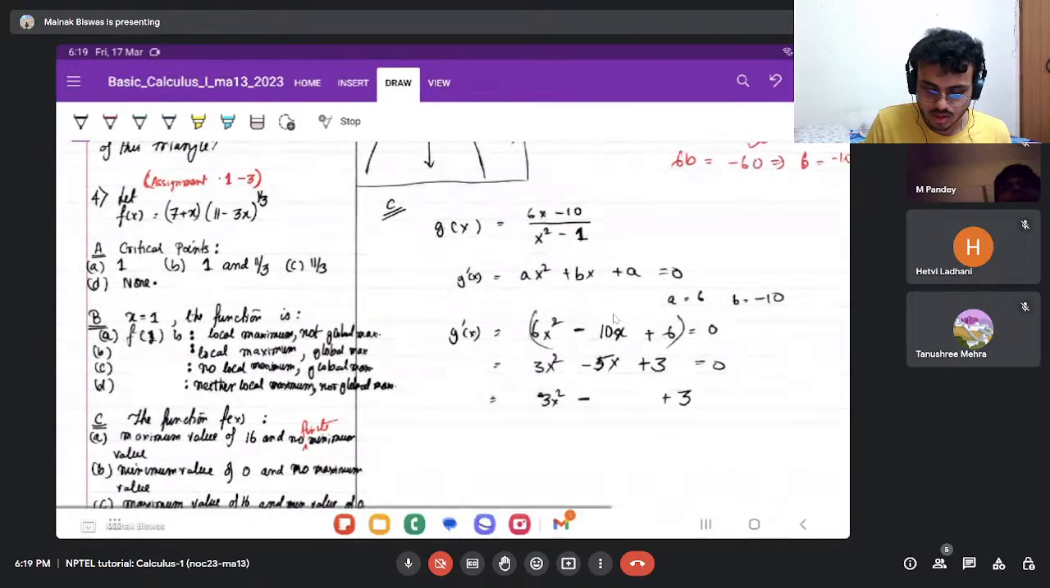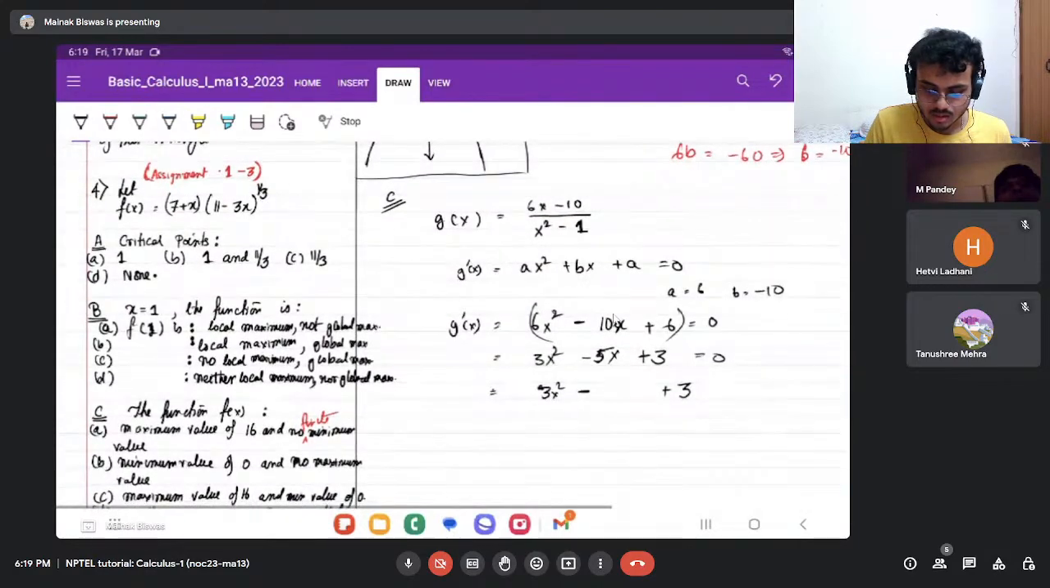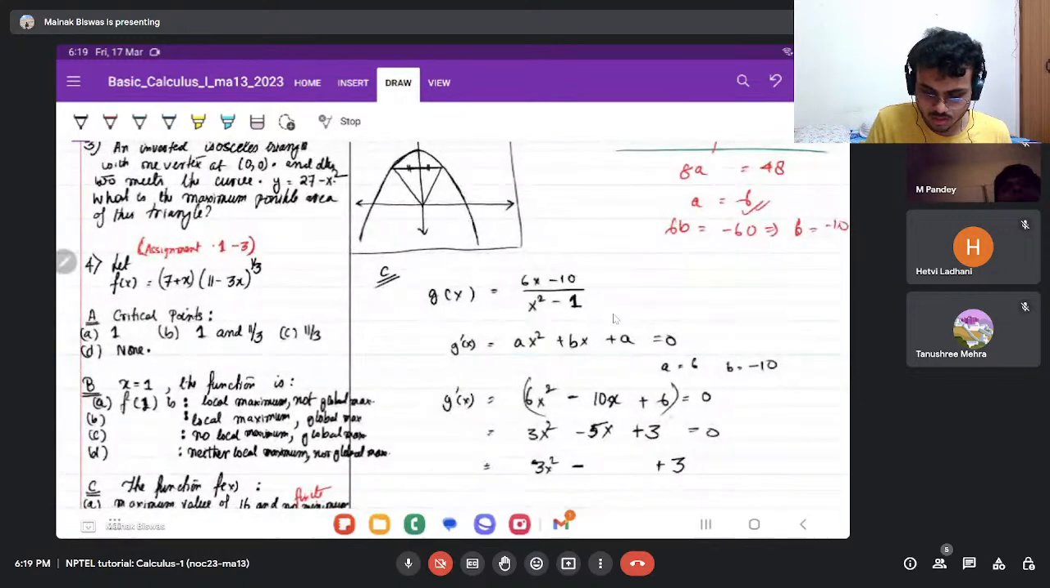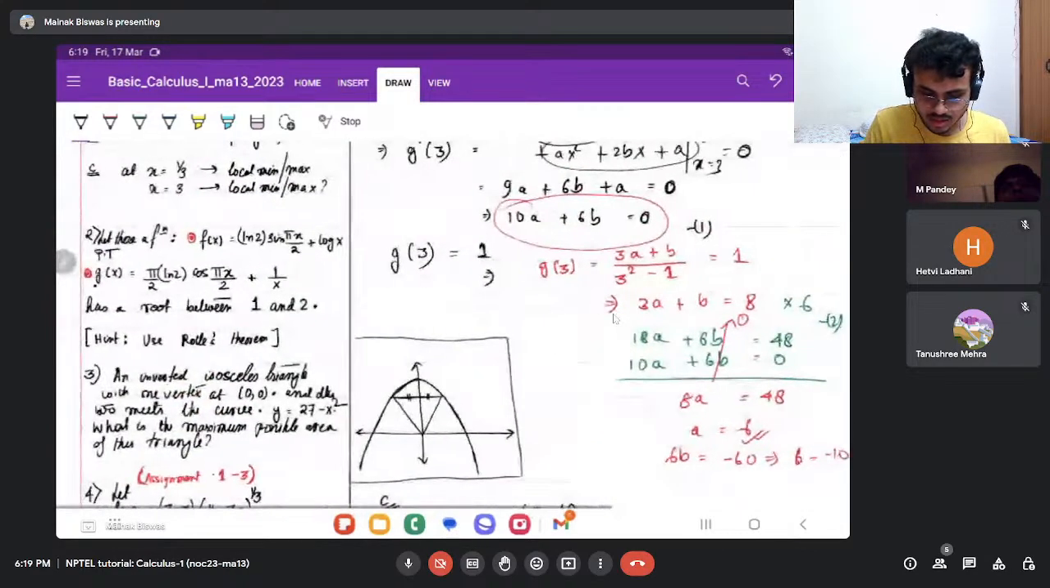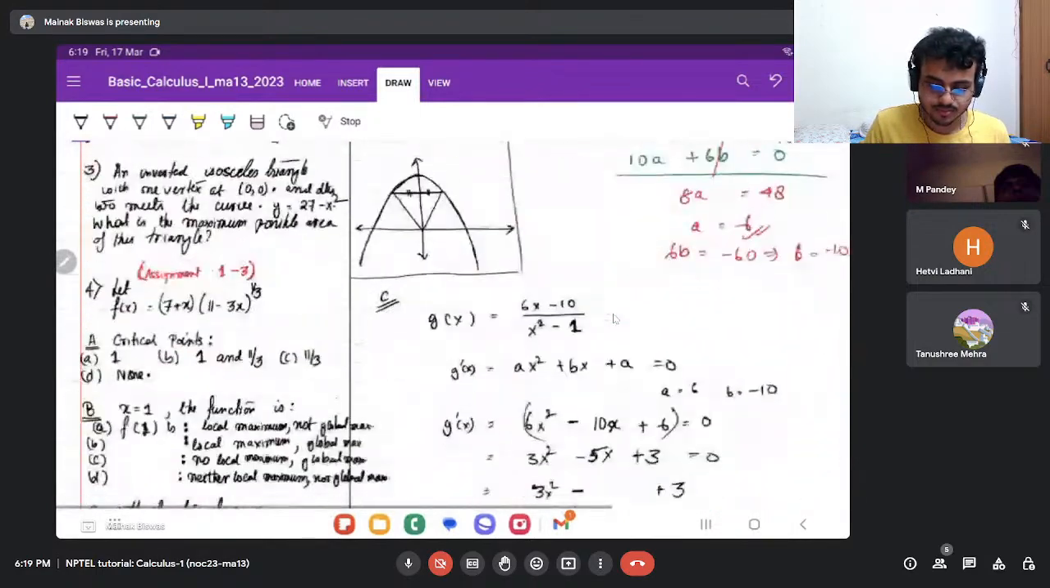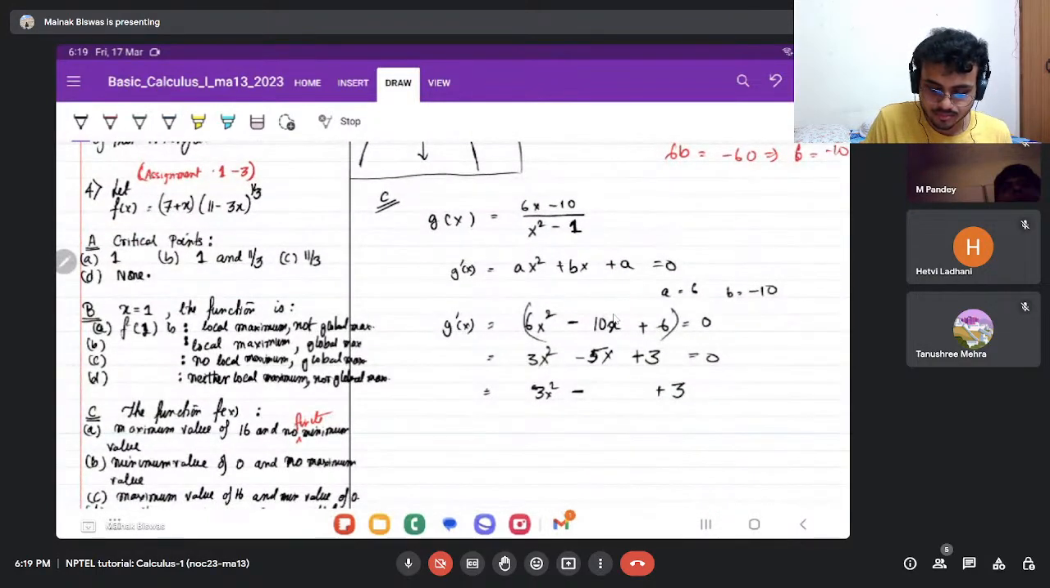This is equal to 3, 9, 27, 15. No, we did some mistake. What mistake did we do? Oh, it's 2bx, not bx. We copied it wrongly. So it's minus 20x, right?